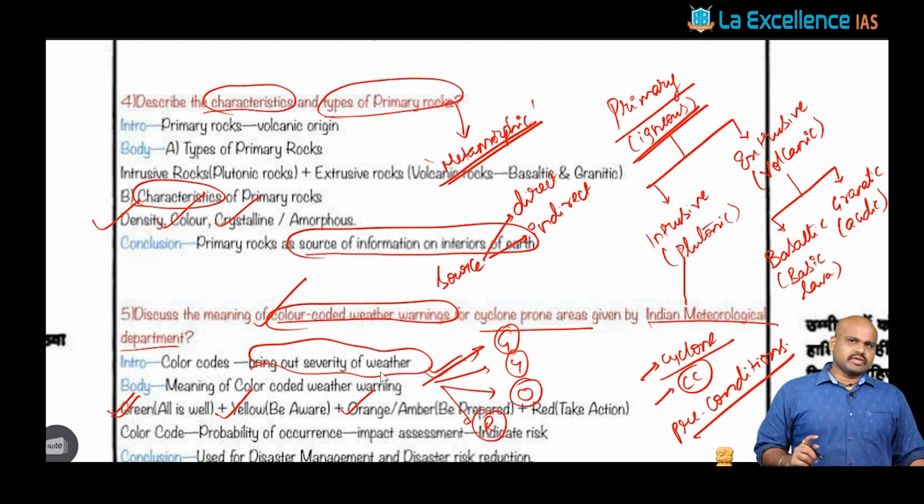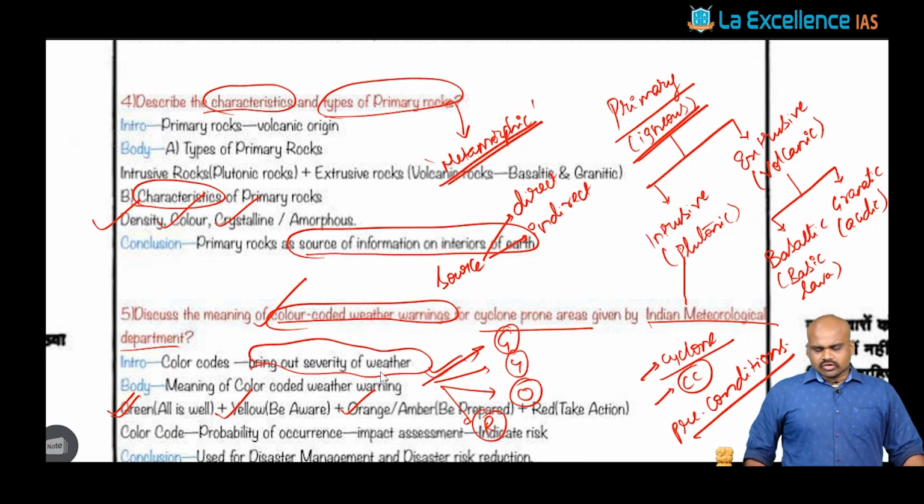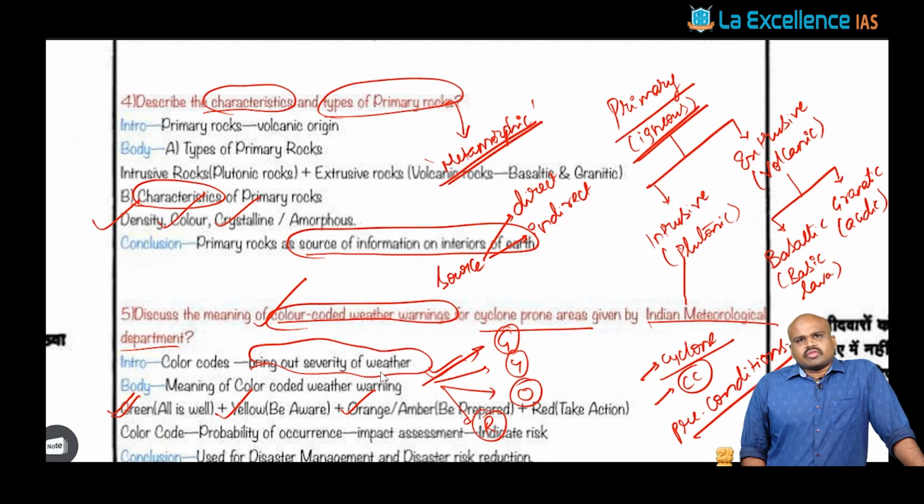It is not only about being aware, but also about being prepared, for the reason that this is one kind of penultimate indication with respect to the severity of the cyclone that is going to exist, right? Then once we talk about orange, indicating being prepared for the cyclone as a disaster, we also have red. And when you talk about red, you know that red is a symbol of danger.